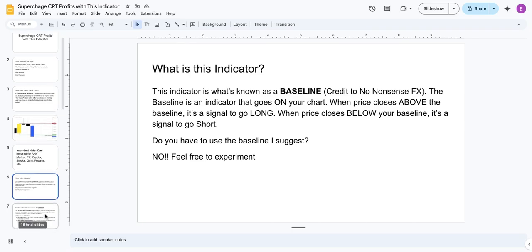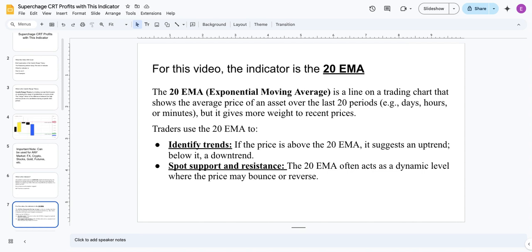For the sake of this video, the indicator we're going to use is the 20 EMA. What is that? It's just a line on the chart that shows you the price of any given asset over the last 20 periods. It could be the last 20 days, last 20 hours, last 20 minutes. It doesn't matter. It depends on your time frame on the chart you're looking at. For this video, all the charts I'm going to show will be the 4-hour chart. I trade the 4-hour chart. Traders use the 20 EMA to identify trends, which is what we're going to do, and also possibly spot support and resistance.